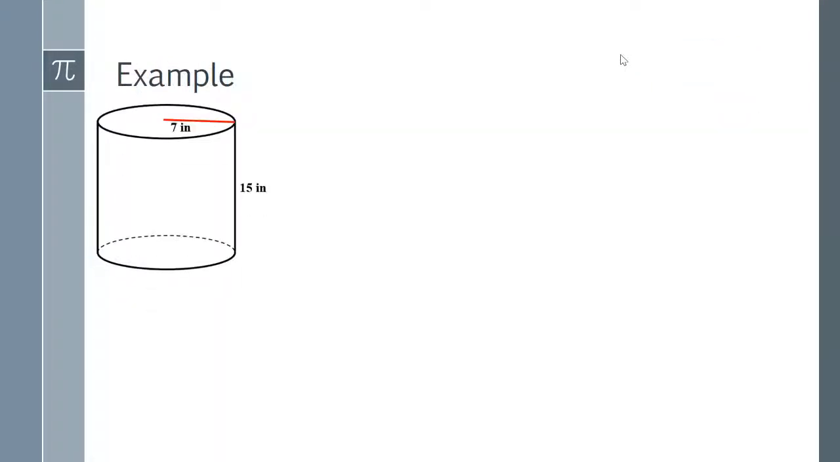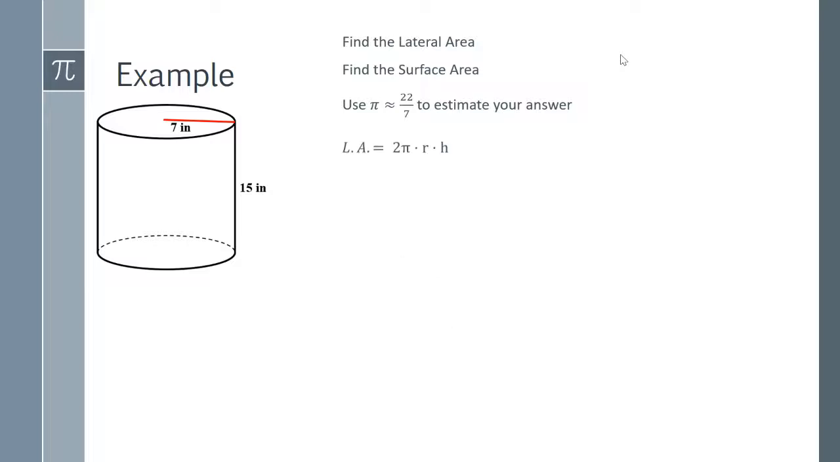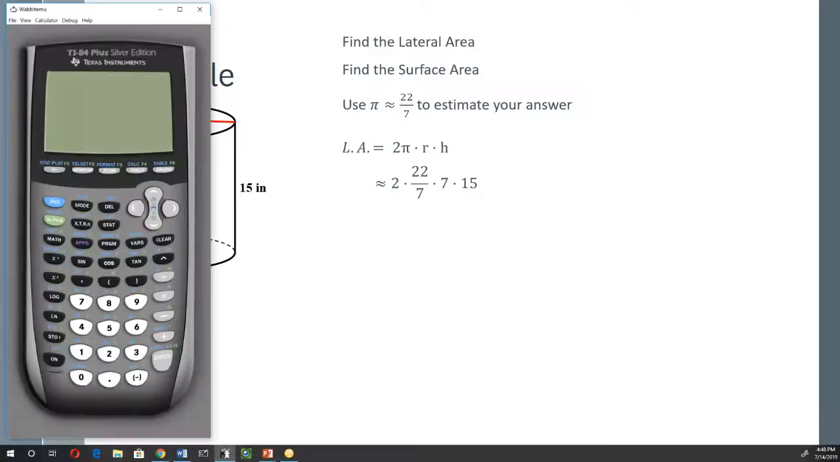Let's take a look at an example. So here is a cylinder. It has a radius of 7 and a height of 15. We're going to find the lateral area and the surface area, and we're going to use 22/7 as our estimate for pi. First, we're going to find our lateral area, 2 times pi times r times h. So radius is 7. The height is 15. We're going to use 22/7 as our estimate for pi. And if you remember, we talked about this previously when we talked about circles.